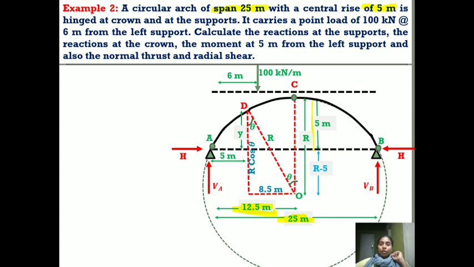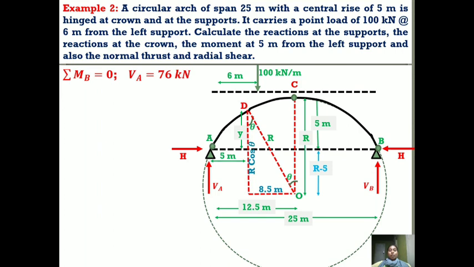It carries a point load of 100 kilonewton at 6 meter from the left support. From the left support, for a distance of 6 meter, a concentrated load of 100 kilonewton is given. We are asked to calculate the reactions at the supports, the reactions at the crown, and the moment at 5 meter. So this distance is 6 meter. This distance is 5 meter. This D is at a distance of 5 meter. Okay. So like the previous problem, you can solve this problem.